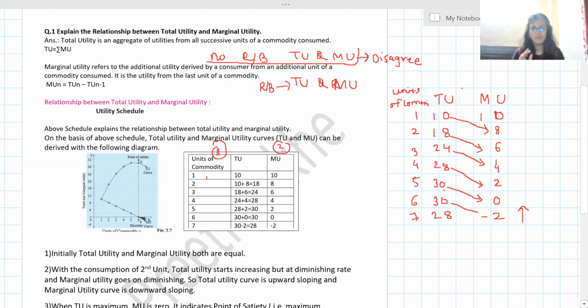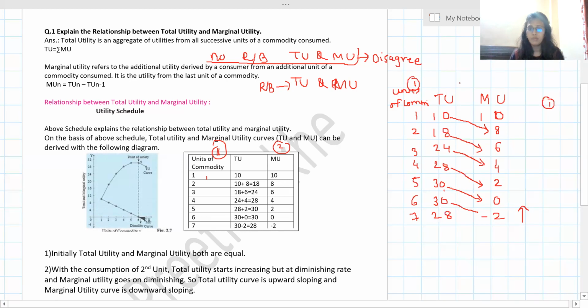In this way, I have finished. I have remembered this table. I will draw in this sequence only, what I told you. First, write units of commodity. Then write MU from below, and then start adding and write your TU. Okay.